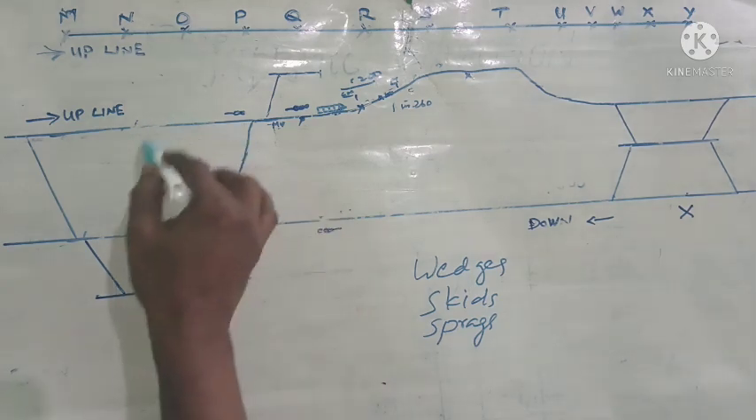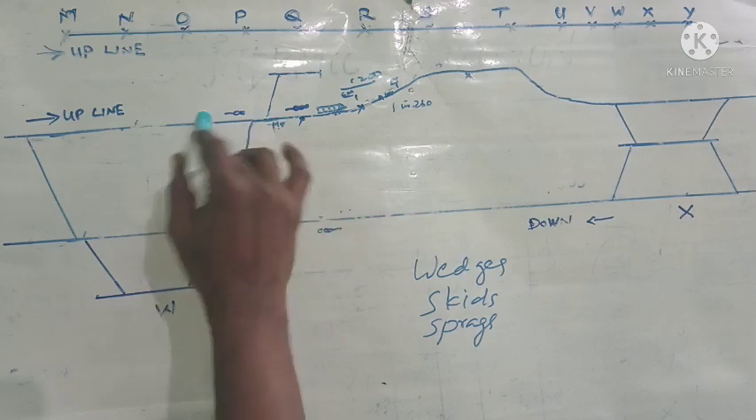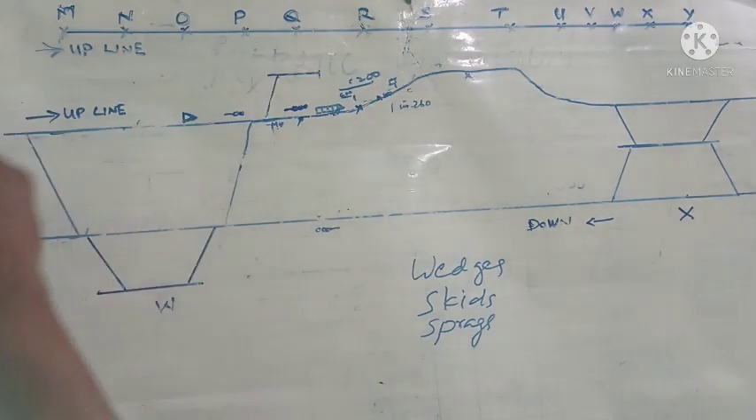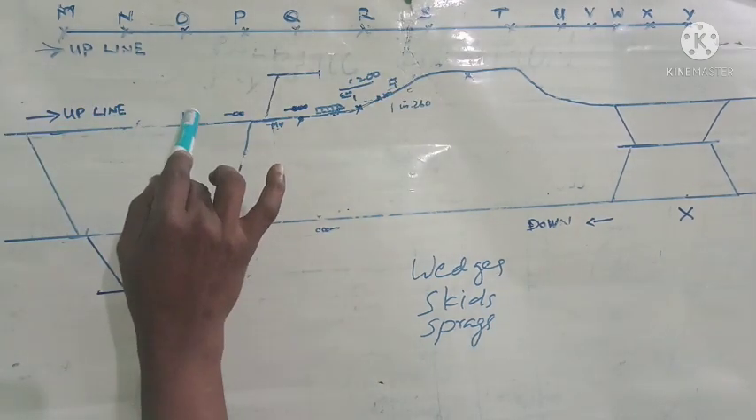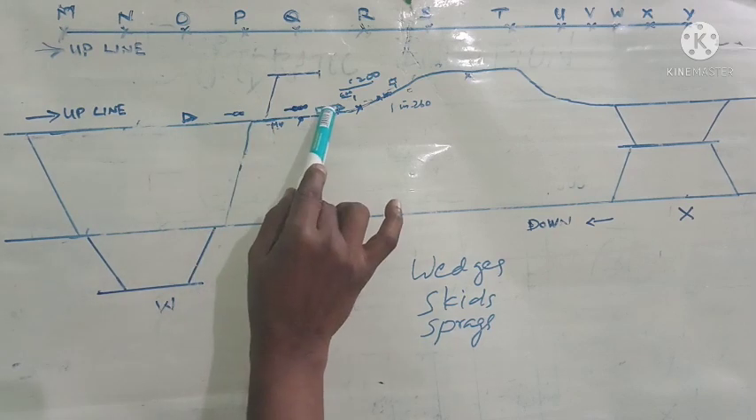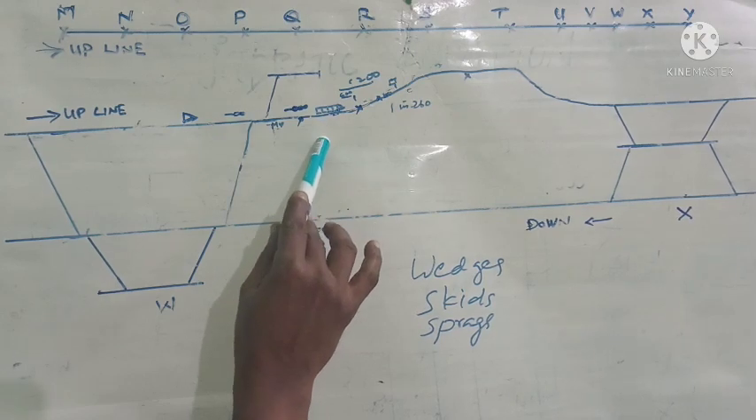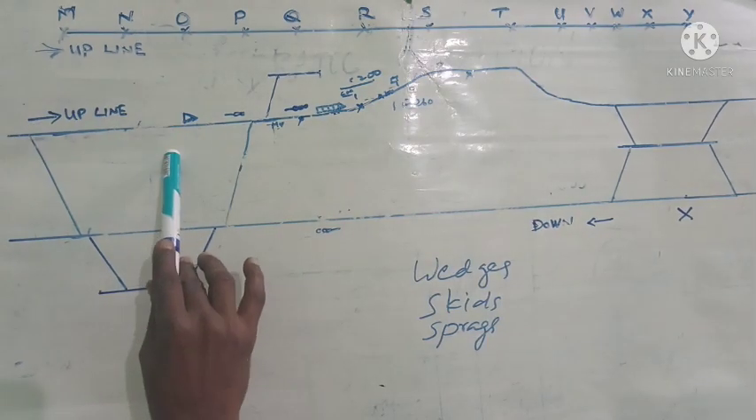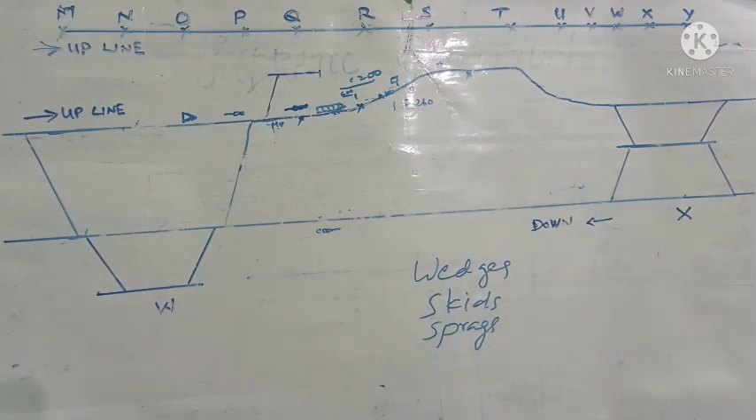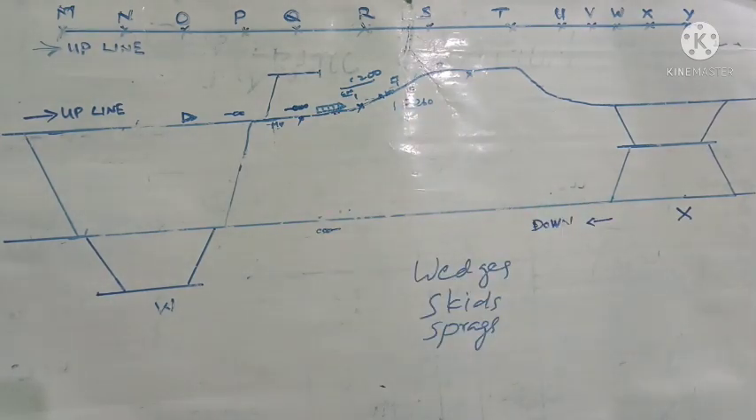Now let us go to station W. What happens to the engine? An engine has to come from here. The engine has come from station V to station W, and now it has to proceed to here. The block section is occupied or obstructed. Now the station master W cannot ask line clear from station X because the block section is occupied.